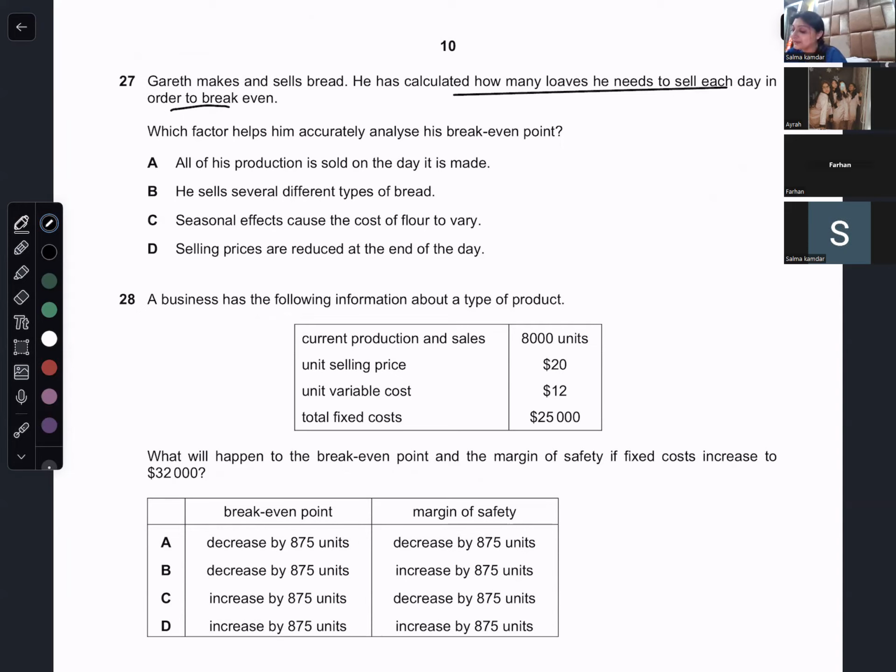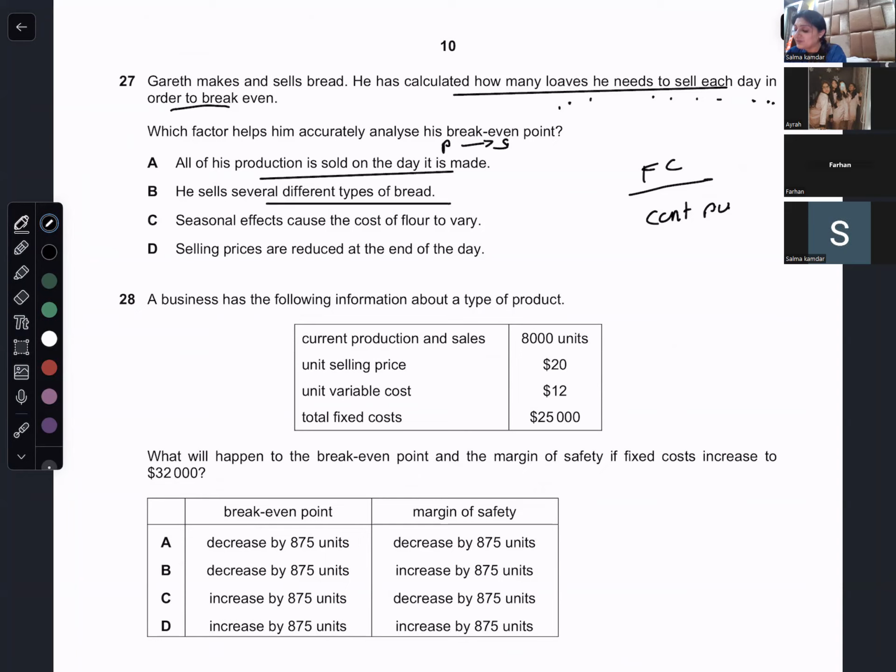How do you calculate the break-even point? Fixed cost divided by contribution per unit. He has calculated how many loaves he needs to sell each day in order to break even. Which factor helps him accurately analyze break-even point? All of his production is sold on the day it is made. So what he produces, he actually sells.